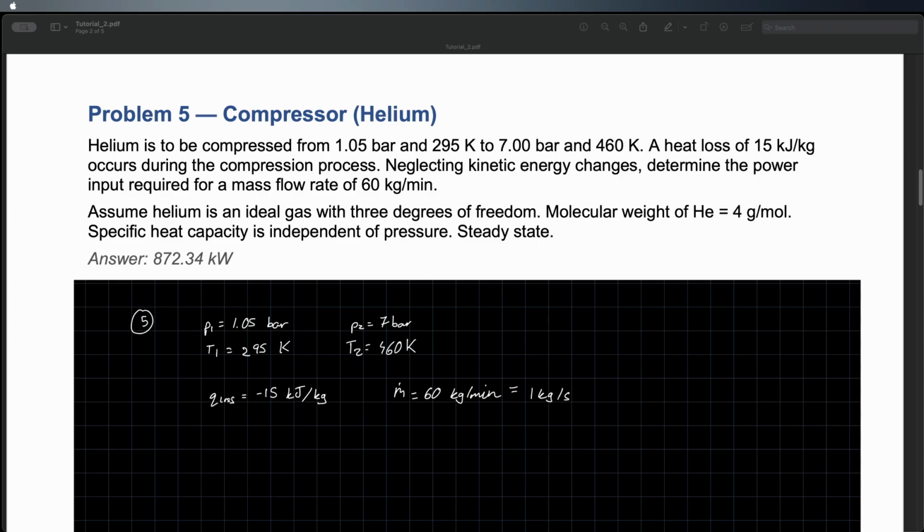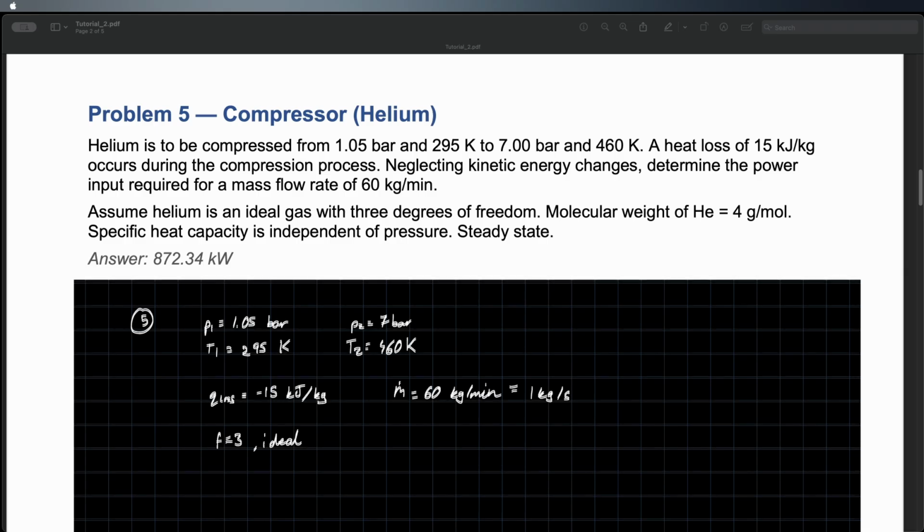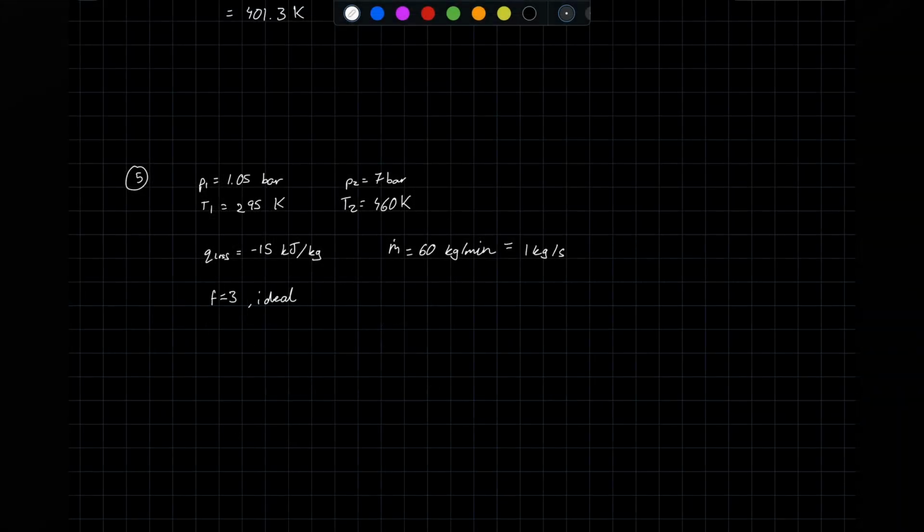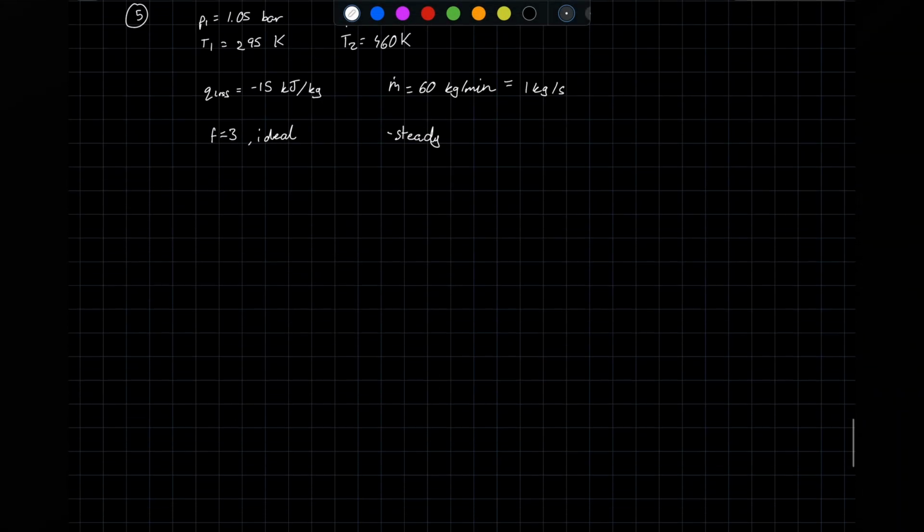Helium is an ideal gas with 3 degrees of freedom. Okay, that's nice, so F equals 3. And we can consider it an ideal gas. And we were told the molar ratio, which is nice. We don't need to look it up in our table, even though we know already from the earlier question that it's 4 grams per mole. So we can assume steady state as well. Okay, that's nice. So steady. All right.